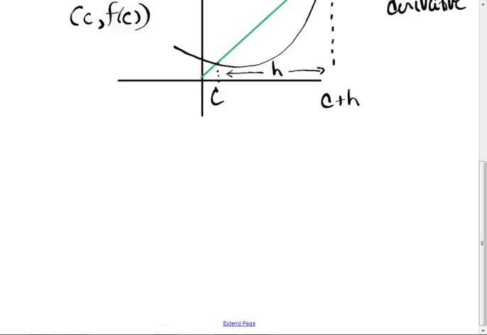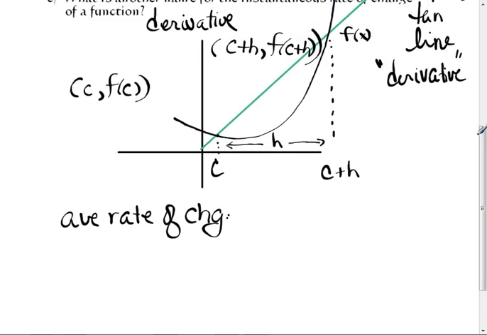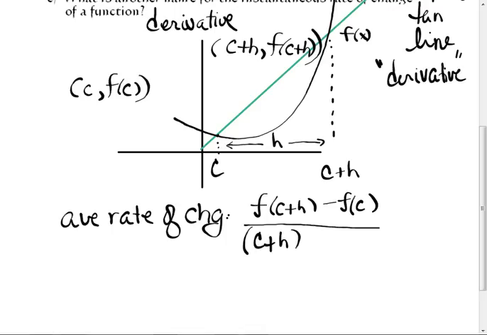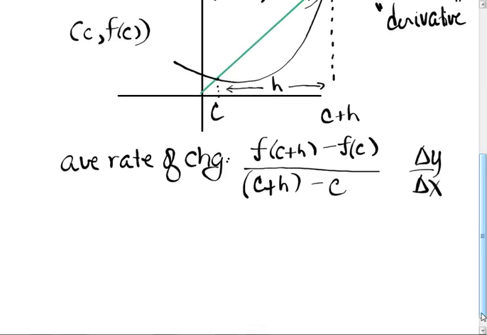So my average rate of change looks like what? It's the slope between these two endpoints. So it's f of c plus h minus f of c, all divided by the change in the x's, which is c plus h minus c. I like to write the whole thing out because then I see the change in y over the change in x. It's kind of nice to be able to see that. Is that okay?